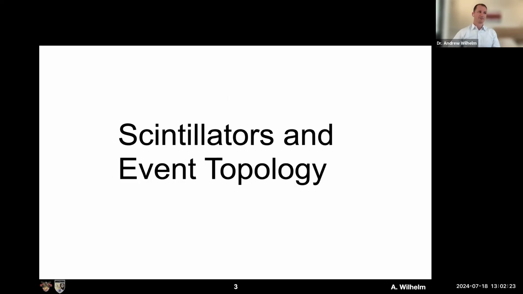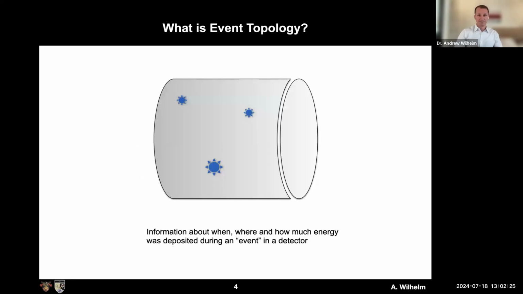Okay, so scintillators and event topology. First of all, what do we mean when we say event topology? Event topology is information about when, where, and how much energy is deposited in a detector during an event. You can think about this as the spatial and temporal distribution of light creation inside a detector volume. So here in the image above, if we had perfect information about the event topology, we would know exactly how much light was created in each of those three locations and exactly when it was created. And there's a lot that we can do with that information.